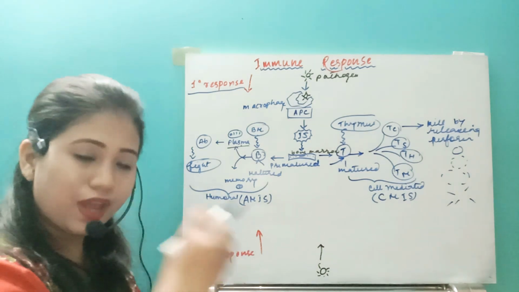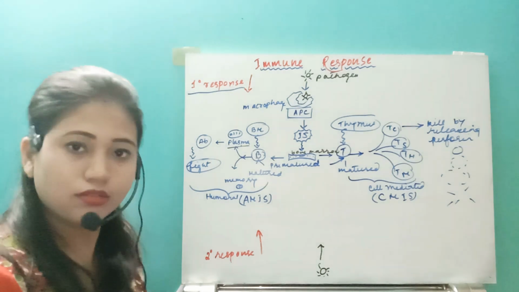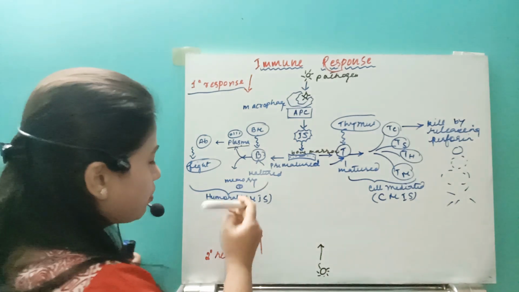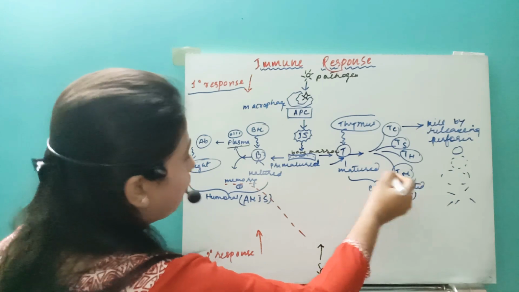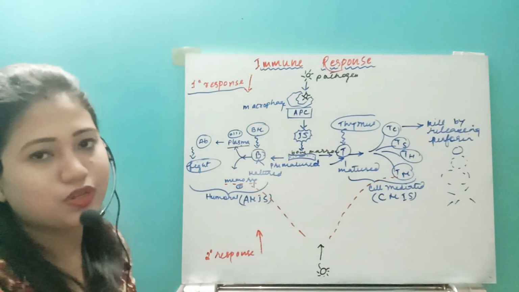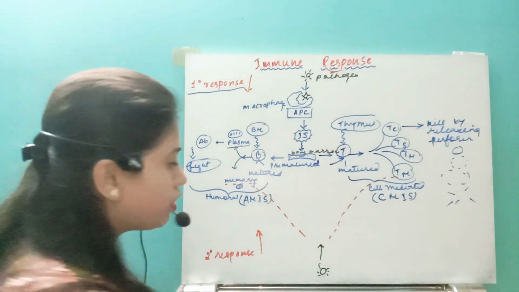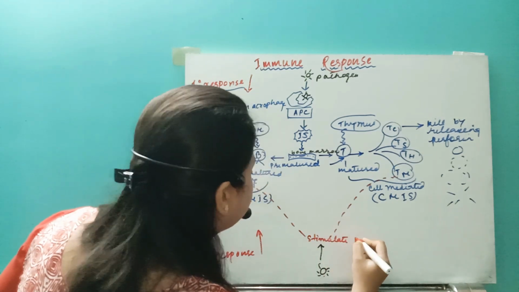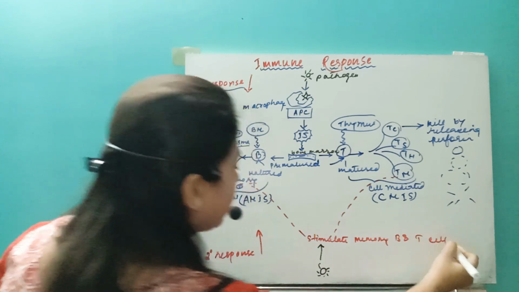Whenever that pathogen has entered for a second time, the memory cell gets activated. Suddenly it will start working. So this memory cell for the B lymphocyte, and from the T lymphocyte this T memory cell, will get stimulated, and whenever it gets stimulated, it will stimulate the memory from the B and T cell, right?